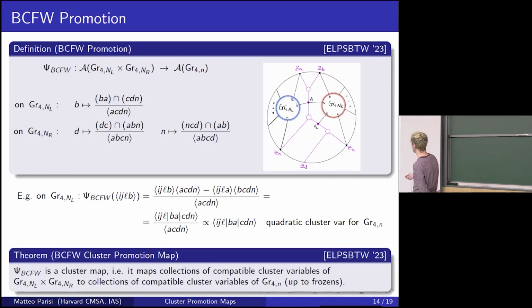And this is not a coincidence, because we show exactly in the paper that this map that we define is a cluster map. So it maps cluster variables, like the Plücker coordinates, into cluster variables, like this one, up to some frozen variables. So we can always factor out some factors that we have to drop, and there is going to be a cluster variable left. So this is an example of how we generated the cluster map for the case of the BCFW.